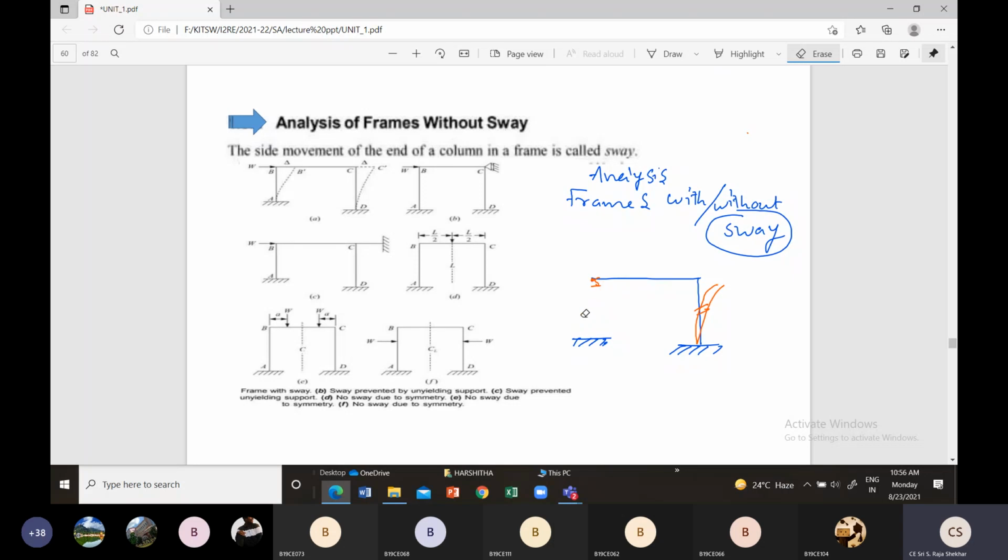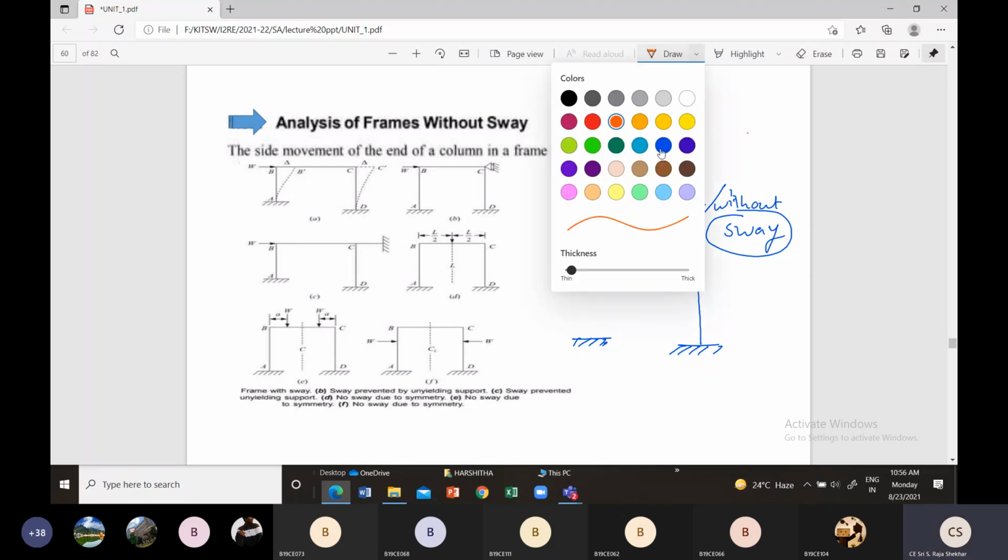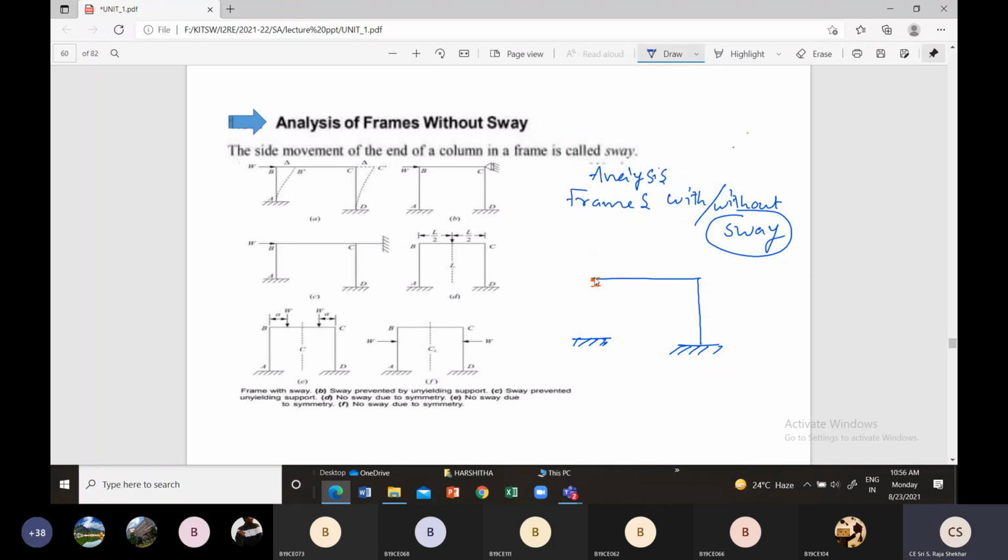Okay. So now we'll see. Before going to solve frame problems, we need to identify whether the frame is a sway frame or a non-sway frame. Before we analyze that frame, first we need to identify for the particular frame whether it is a sway frame or non-sway frame. So sway or non-sway depends upon many factors.